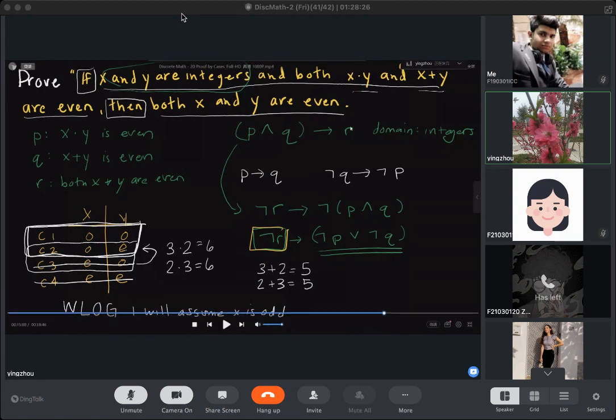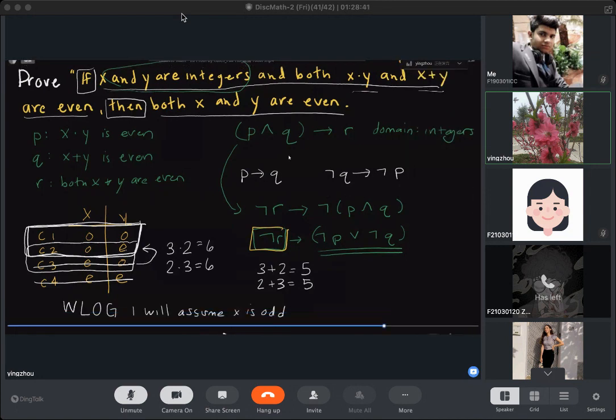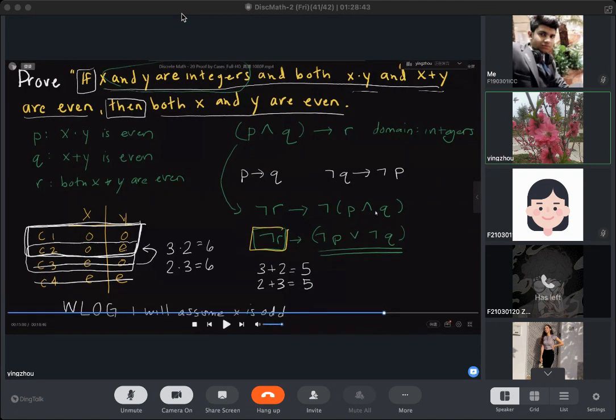Because this is R, so both X and Y are even. So not R, just like this here. And here is the negation of the condition, the negation of P and Q. So not (P and Q) just means not P or not Q.